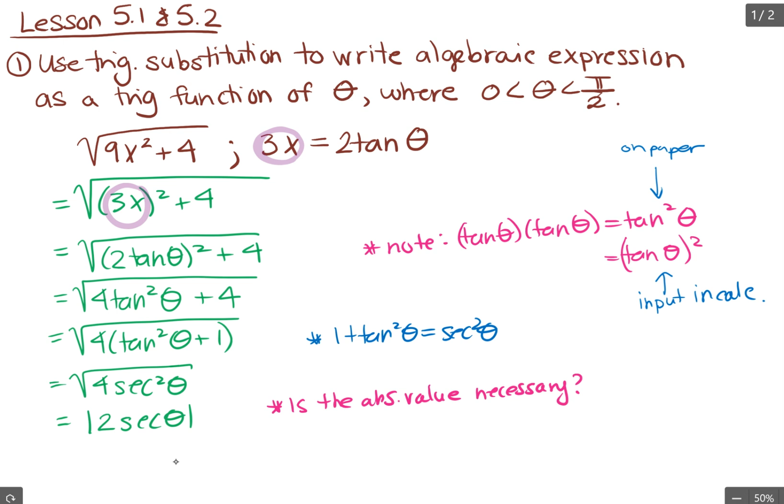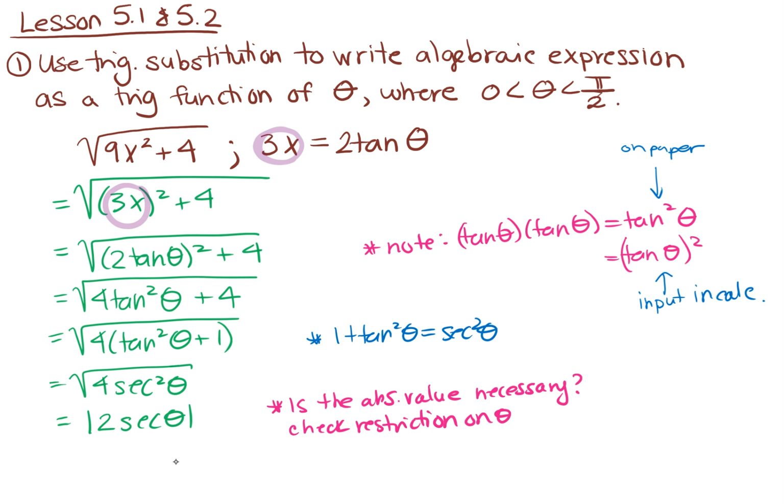And the way I figure out if that absolute value is necessary, I'm going to check the restriction on theta. So we go back up to our restriction right here. So we have 0 to pi over 2. So I think about that on the unit circle. 0 to pi over 2, that's going to be quadrant 1. So in quadrant 1, is the secant always positive?